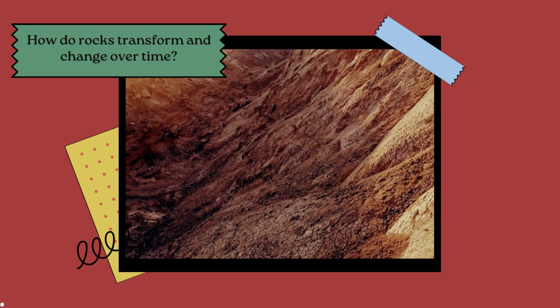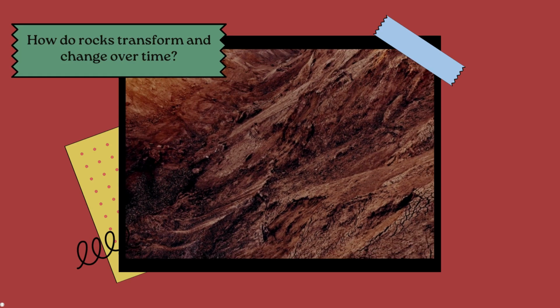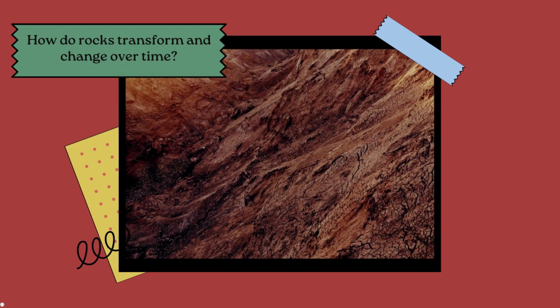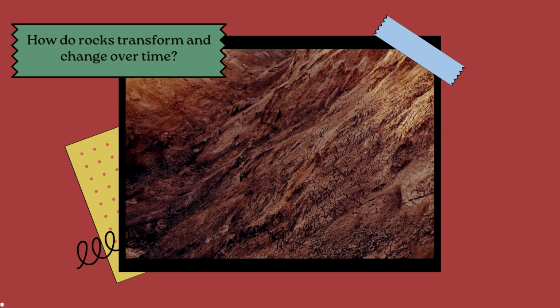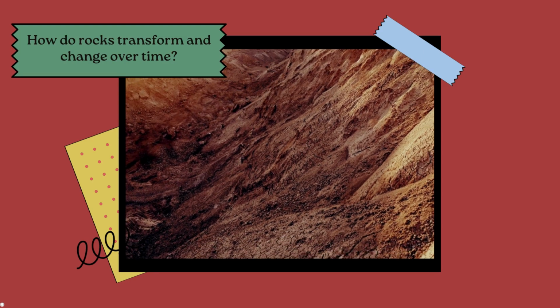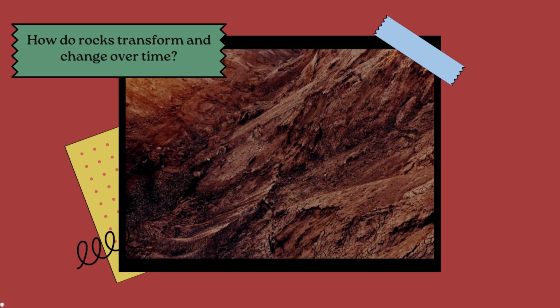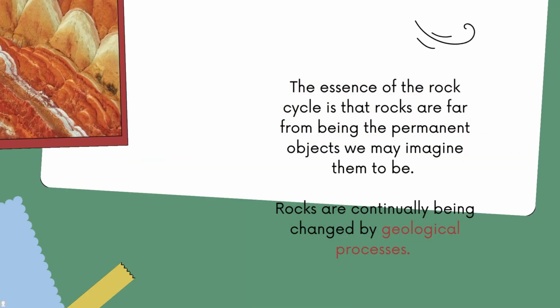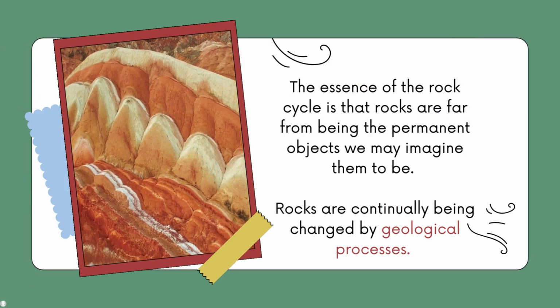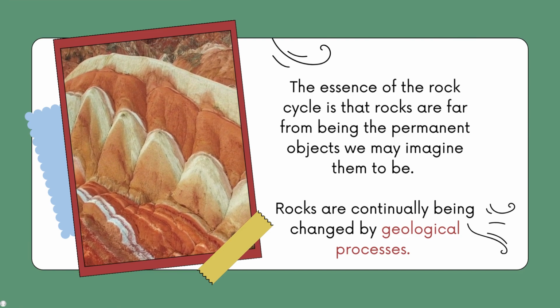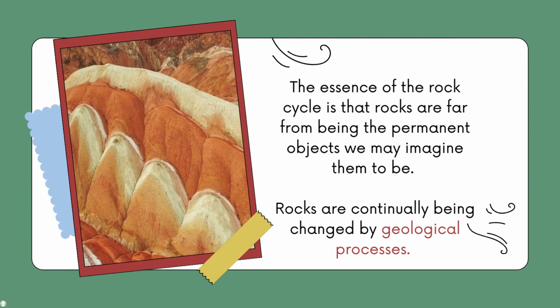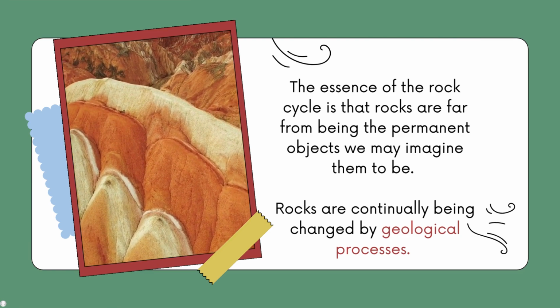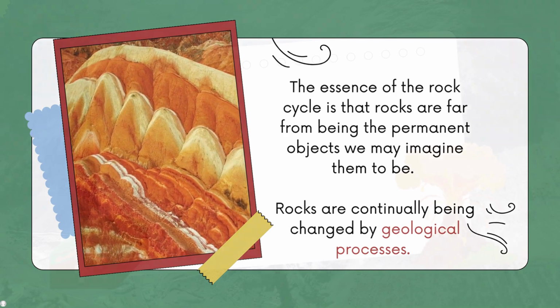Well, for starters, the study of environmental geology begins with rocks and minerals that are both on and underneath the Earth's surface. Most rocks are made of minerals containing silicon and oxygen, the most abundant element in the Earth's crust. The essence of the rock cycle is that rocks are far from being the permanent objects we imagine them to be. Rocks are continually changing by different geological processes.